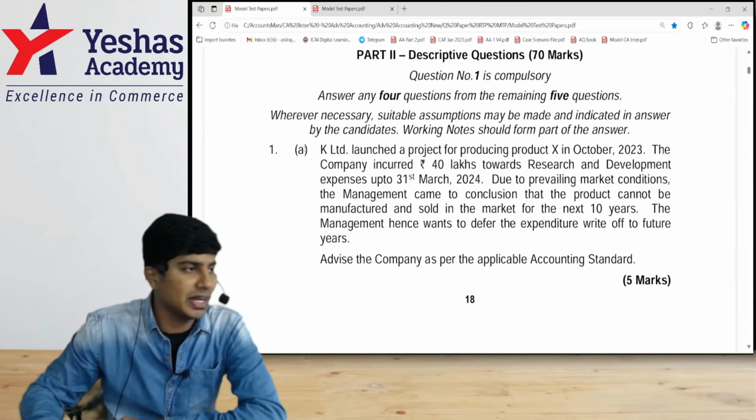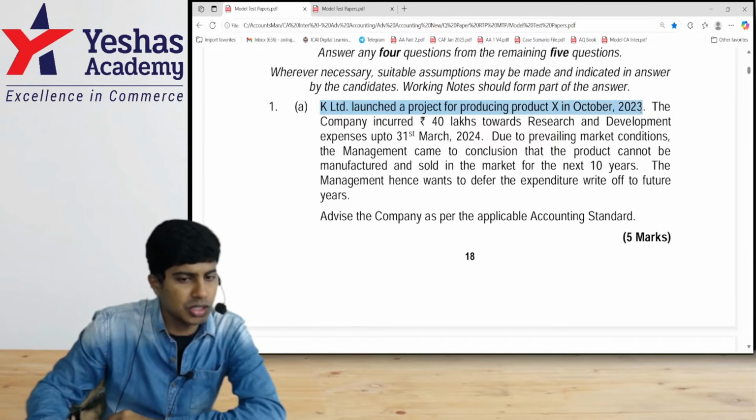K Limited launched a project for producing product X in October 2023. The company incurred 40 lakhs towards research and development. This R&D expenses is specifically discussed in Accounting Standard 26. Previously, there used to be a standard by name Accounting Standard 8, Research and Development. This standard got removed, and whatever expenditure was there on research and development, its treatment was shifted from AS 8 to AS 26. AS 26 was revised to include this expenditure.